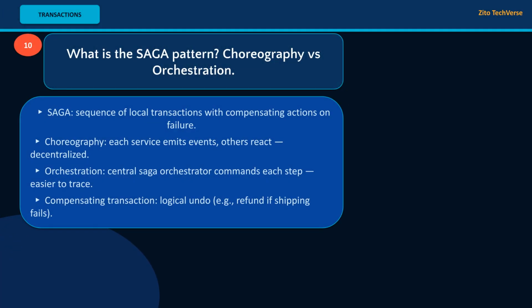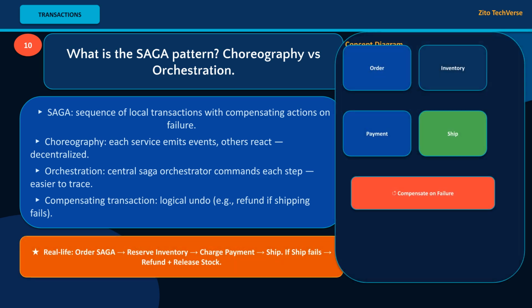The Saga pattern manages distributed transactions as a sequence of local steps. You can use choreography, where services exchange events, or orchestration, where a central controller manages the flow. If a step fails, you trigger compensating transactions, essentially a logical undo, to keep the system consistent.